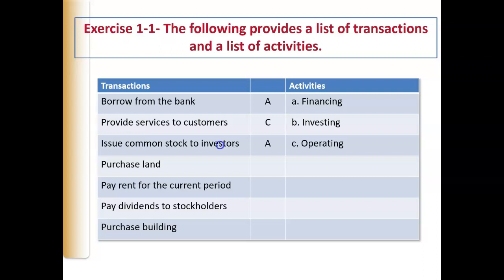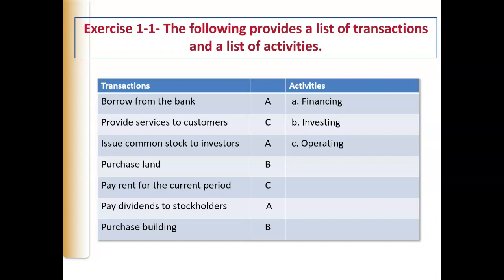When we purchase land, what are we doing? Investing. When we pay rent for the current period, what are we doing? Operating. When we pay dividends to shareholders, we're financing, because remember, when we issued stock to those shareholders, it was financing. So paying the dividends to those shareholders is part of financing. Okay? When we purchase a building, investing.